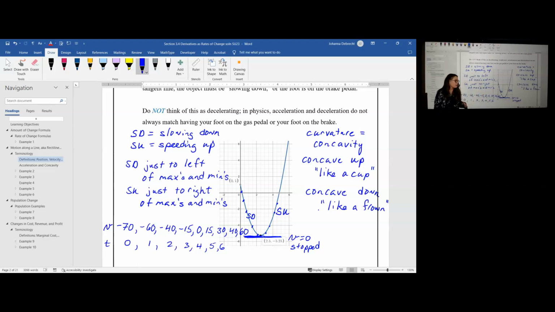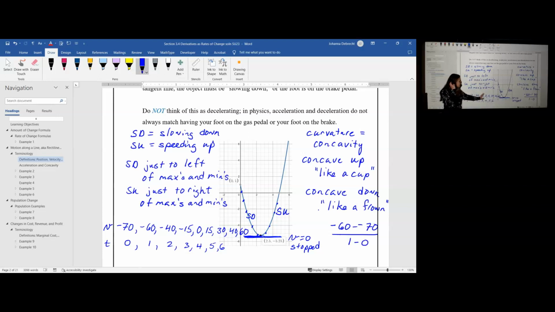But for ease of calculation, we'll use these values here. What is the rate of change? It's going to be the change in the y values divided by the change in the time values. That's going to give me, for example, negative 60 minus a negative 70 divided by the positive time interval 1 minus 0.